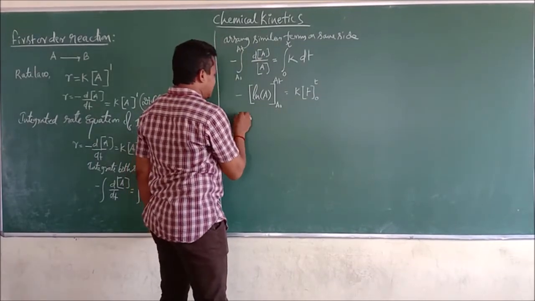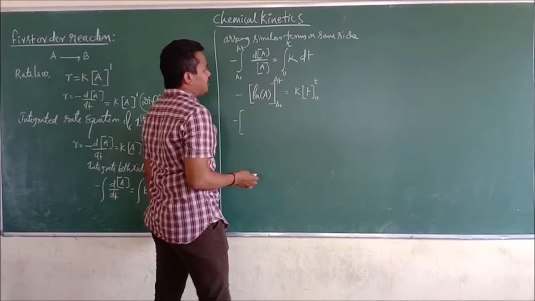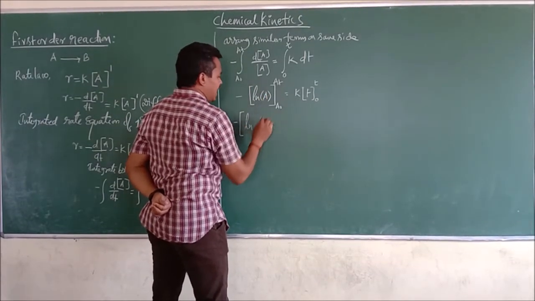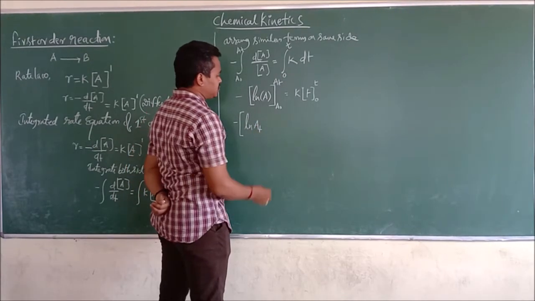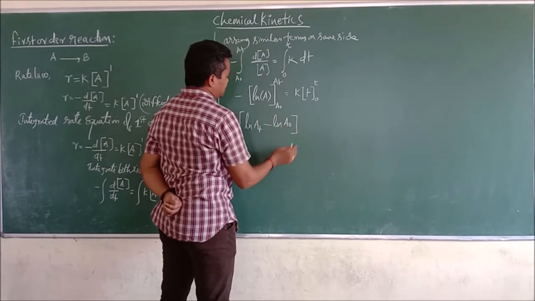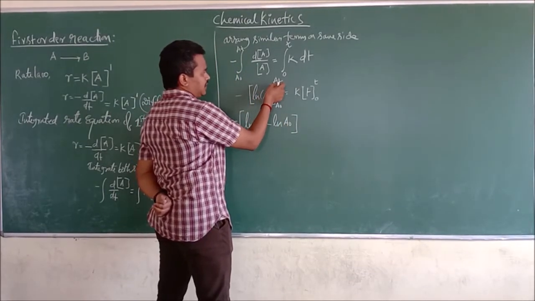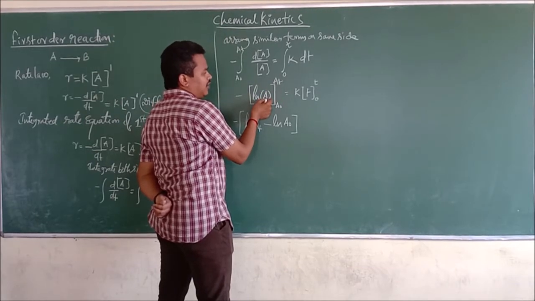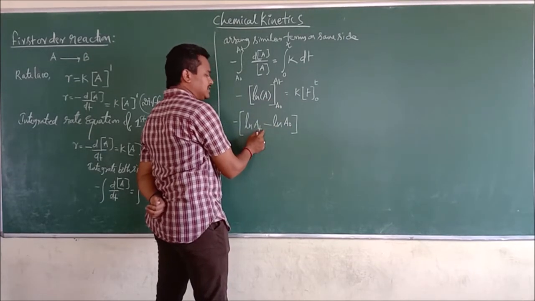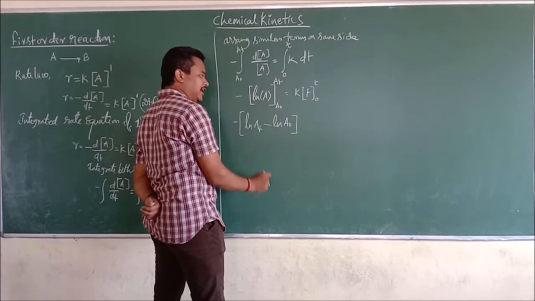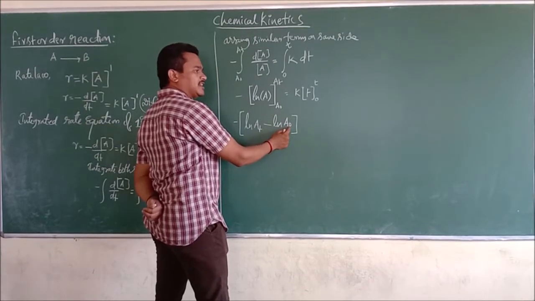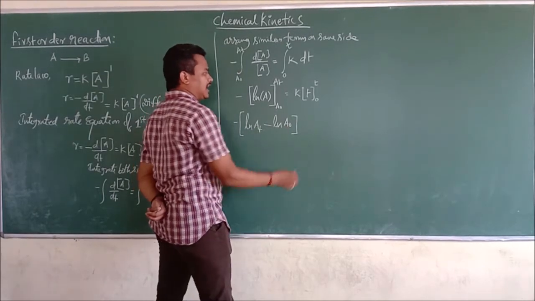This minus I will keep like that only. Here, log At, I have to substitute in the place of A. First At you have to substitute, minus, again in the place of A, A0 you have to substitute. Both you have to substitute here. At is the concentration of the reactant at time t. A0 is the initial concentration, the concentration of that reactant at the starting of the reaction.